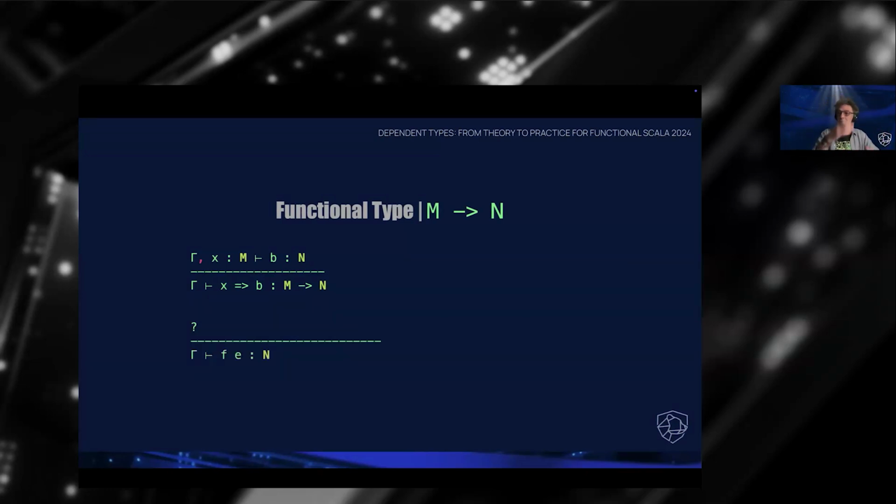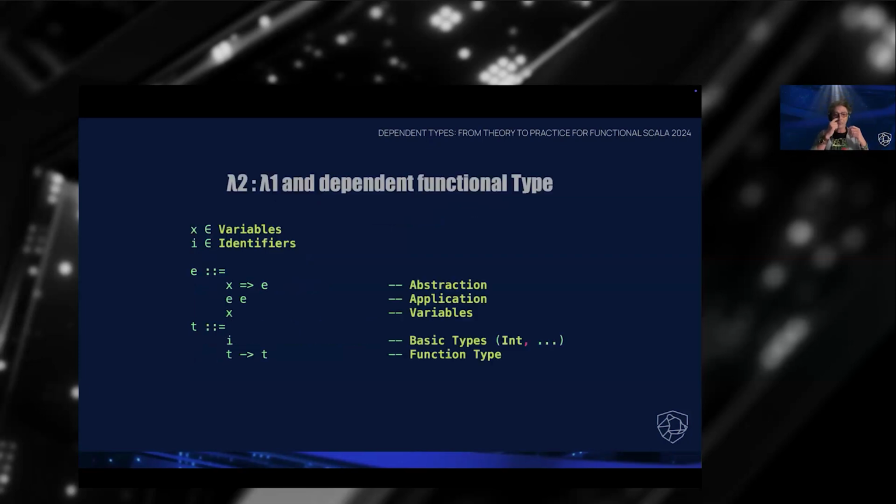And we have the other rule, which explains how the application should be typed. We have f applied to e, which is of type N if f has a given type, which is a function from M to N, and e should be of type M. Okay, so this explains how the type checker works and how the code is verified. This is really quite simple. So here we just see pure and simple lambda calculus.